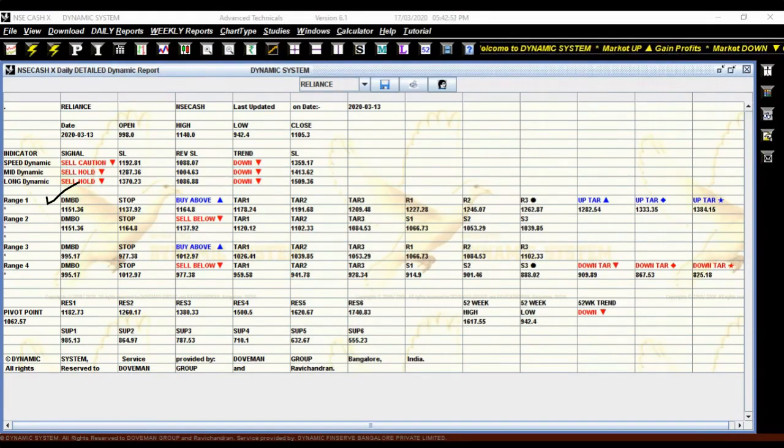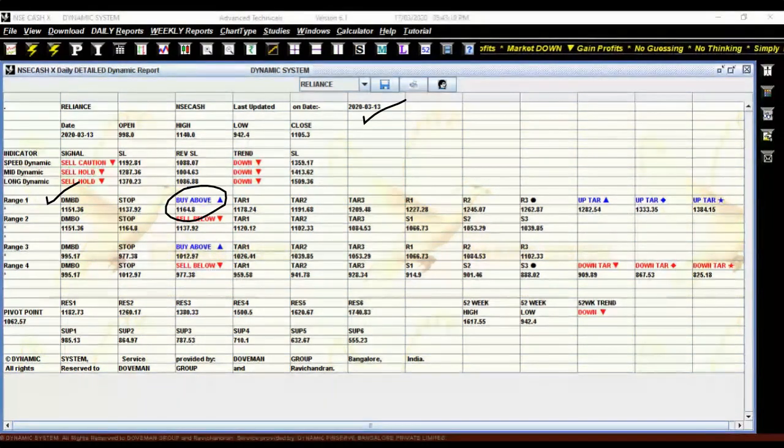Range 1. Now in this range 1, you're supposed to look at only this buy above. Can you see there is a number 1164.8? It is updated only till 13th March. The latest thing is not updated, but still just understand how to use it. So buy above 1164.8. This is the number that you have to note down. It means if the price trades above this number, you are simply supposed to buy.